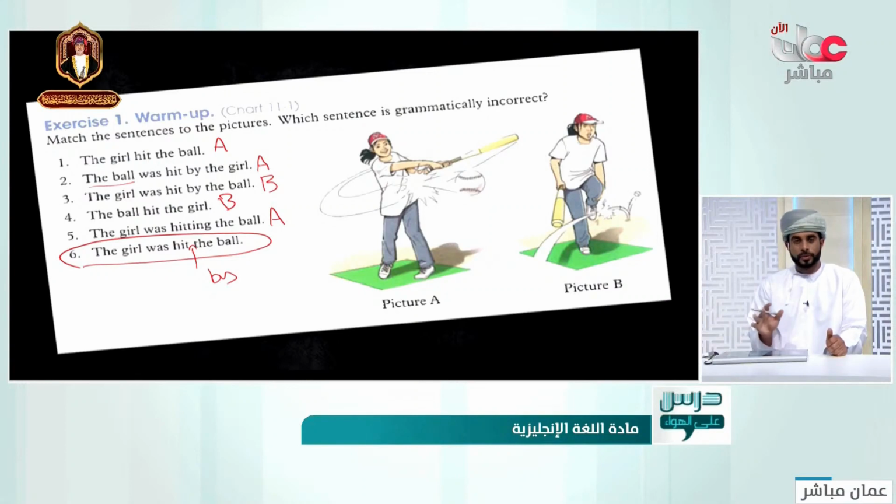Nice. So from this activity, you can see that some of those sentences refer that the doer is the girl, or the one who hit the other one: the girl hit the ball. While other sentences say that the ball hit the girl. There is a big difference in the meaning, of course. Some of them are active, some of them are passive, but they have different meaning.